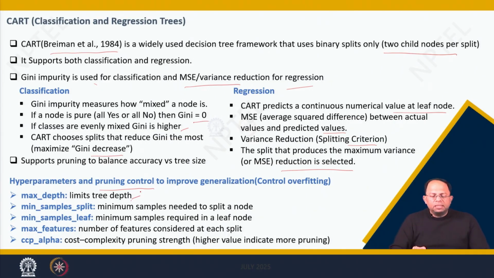Then minimum sample split, that is, we can decide that for a node to be split further, there has to be a minimum number of samples. Then minimum sample leaf, that means the number of samples required in a leaf node, that is, should the leaf node only have one sample or more than one sample, and how many more. Then maximum features, that is, how many features could be considered in each split. That means there could be 20 features, and I may not consider all of them in each split. And then ccp_alpha, the cost complexity pruning strength, where a higher value indicates more pruning. As we discussed in the previous lecture, we can prune decision trees when we are using the CART algorithm, and this is the parameter which we can change to decide how much pruning we will do.